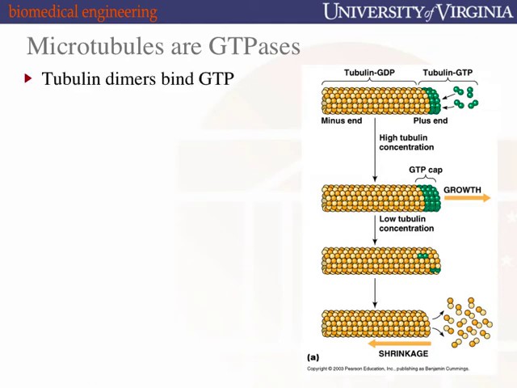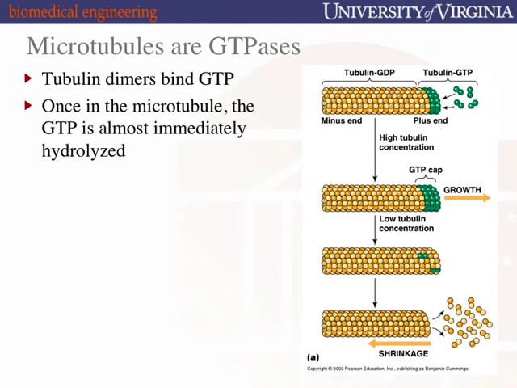Okay, so tubulin dimers are going to bind GTP. Once in the microtubule, the GTP is almost immediately hydrolyzed. Right? This is an enzyme. It's meant to turn GTP into GDP. What happens then is that because of that, we form this little thin cap known as a GTP cap on the plus end where the dimers are being added to the polymer.